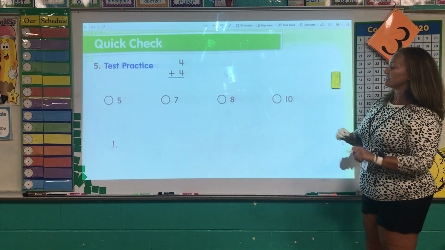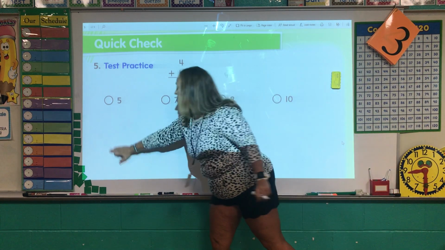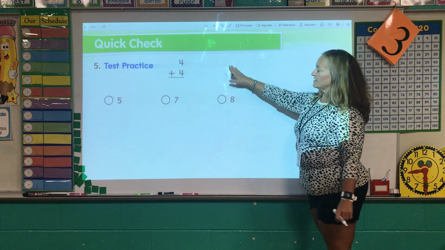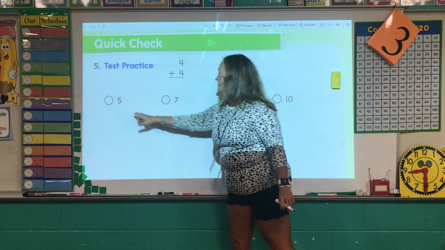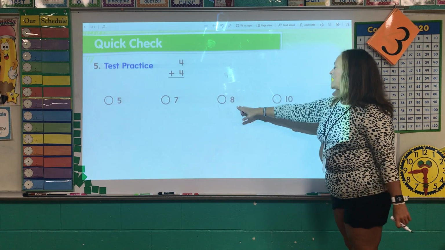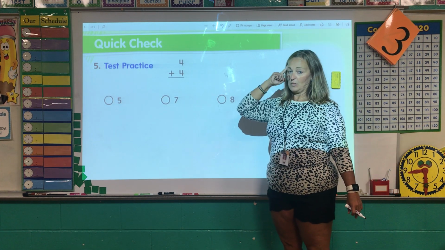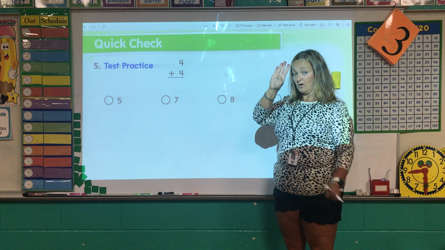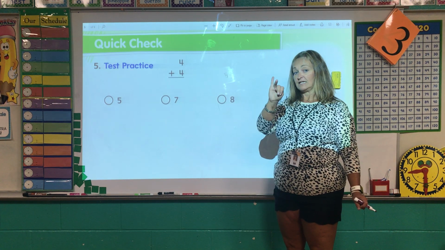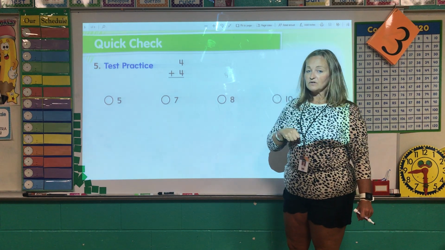So test practice. 4 plus 4. So we're going to look and see, and 4 plus 4 is 5, 7, 8, or 10. So if I can look at 4 and put it in my brain and add on 4 more, 5, 6, 7, 8, then you can do it that way.